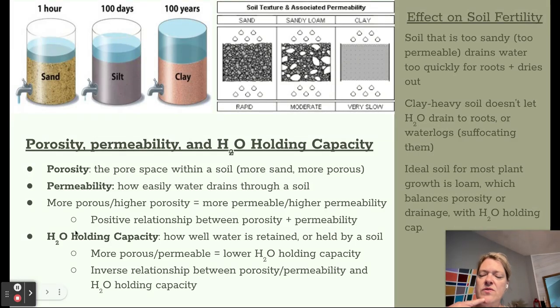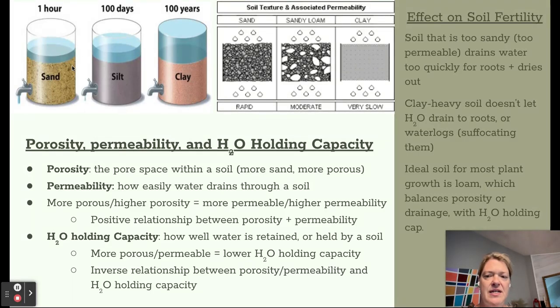And then there's also water holding capacity. That's another characteristic that you need to know. This is how well soil actually holds or retains water. So more porous is more permeable. It has a lower water holding capacity. Sand cannot hold water very long.